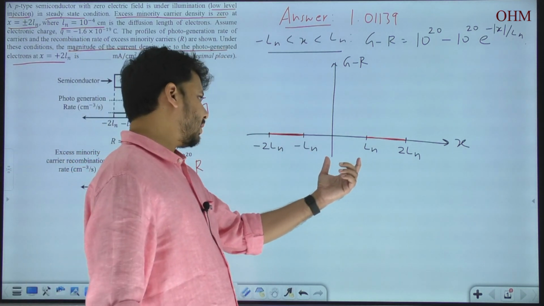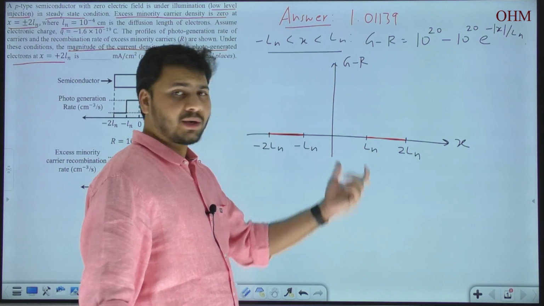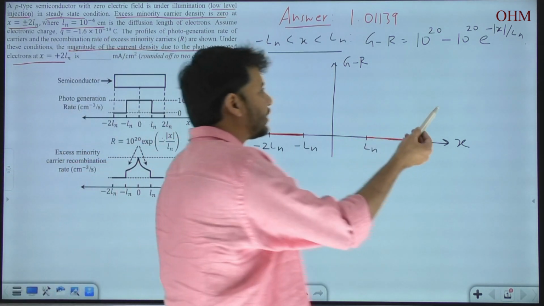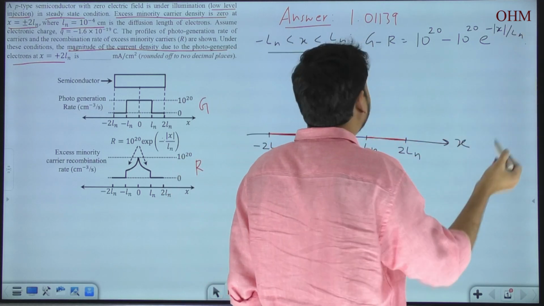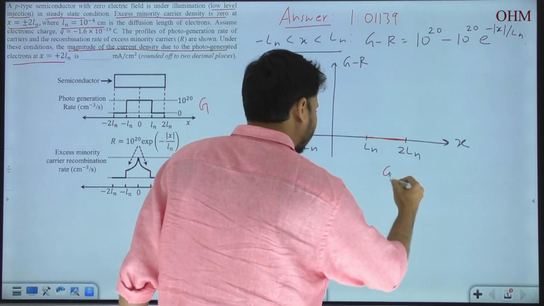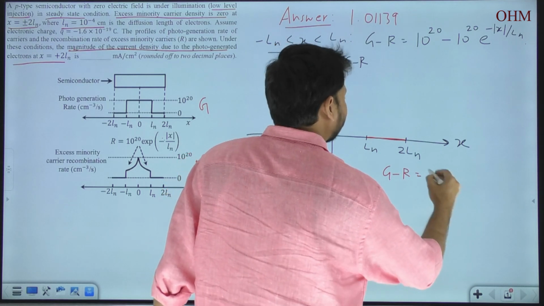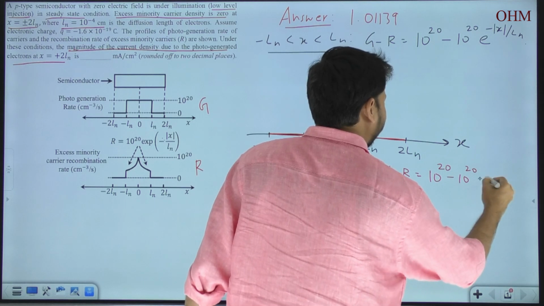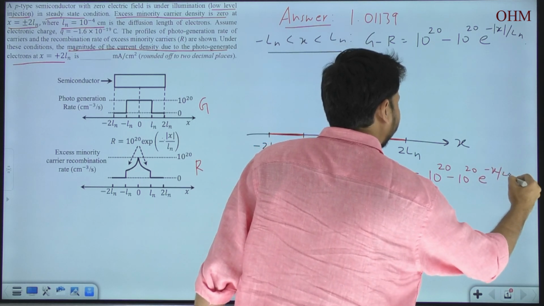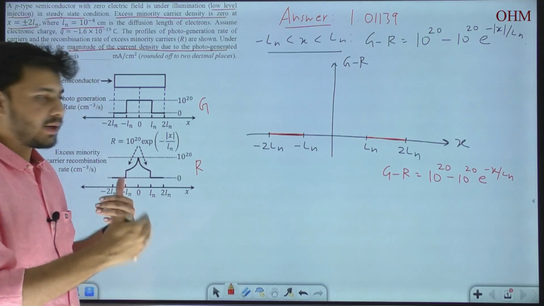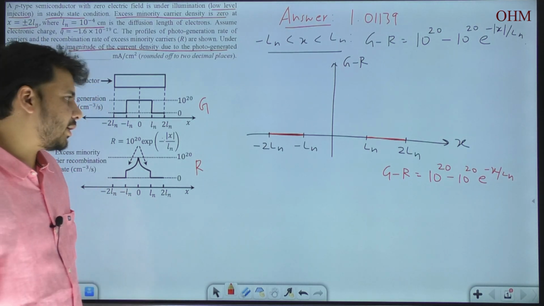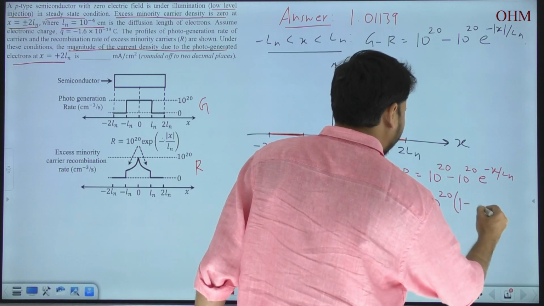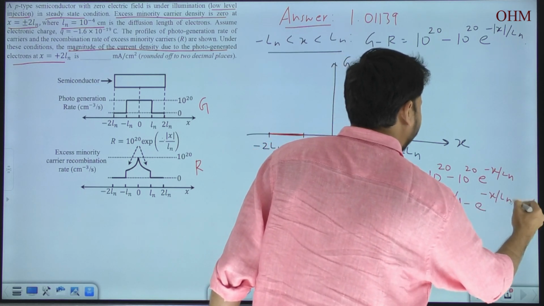Now first look at this segment between 0 and ln. Between 0 and ln, x is positive. If x is positive, mod x will be equal to x. So that G minus R would be equal to 10 power 20 minus 10 power 20 times e power minus x by ln. This is for x lying between 0 and ln. We can also write this as 10 power 20 times 1 minus e power minus x by ln.